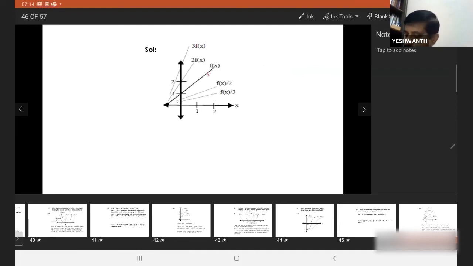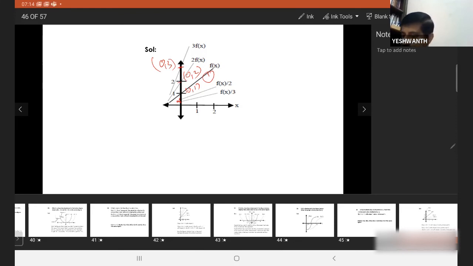This is f(x). If x is 0, y is 1. So for 2f(x), when x is 0, y will become 2 because we are taking 2 into f(x). This becomes 3 into f(x), so this is (0, 3). This is (0, 2), like that. This is (0, 1). This is (0, half). This is (0, 1/3), like that. The values keep on changing based on the multiplication or division of the function.